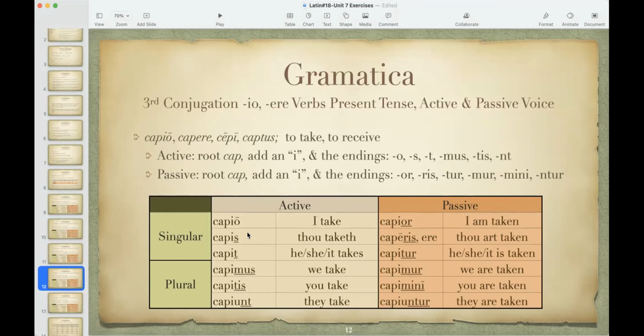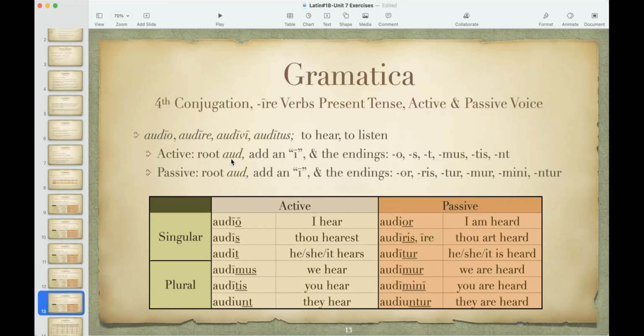Same idea: capio, capis, capit, capimus, capitis, capiunt. Passive: capior, caperis, capitur, capimur, capimini, capiuntur. And then last is audio. Audi is the root, and you add the endings. Same here for the passive: audior, audiris, auditur, audimur, audimini, and this is long, so that's definitely accented, and that is not, and audiuntur.